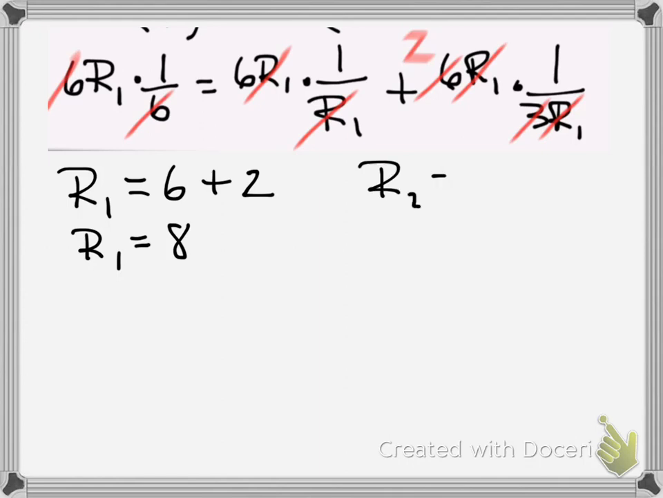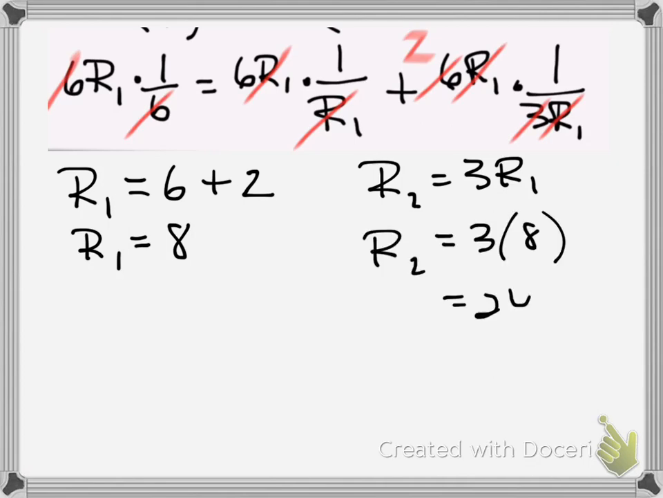We know that R sub 2 is 3 times R sub 1, so R sub 2 would be 3 times 8, or 24.